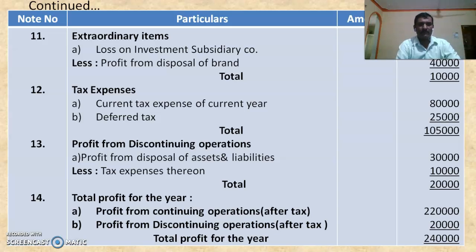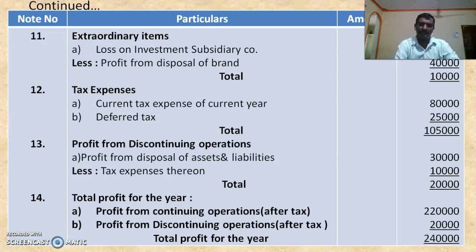The next is profit from discontinuing operations. In this problem, they were also provided the information about the discontinuing operations. There is a profit from disposal of assets and liabilities of 30,000, but at the same time they have to bear tax expenses on that profit of rupees 10,000. Then we will get rupees 20,000 as the balance of profit from discontinuing operations.